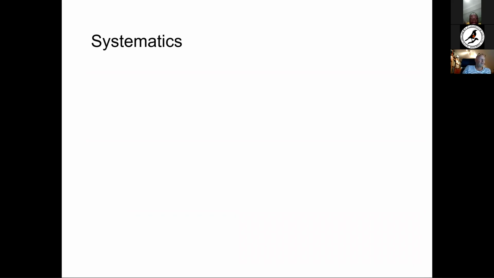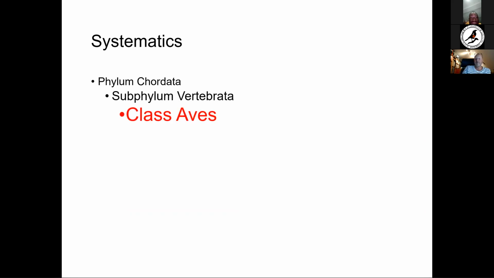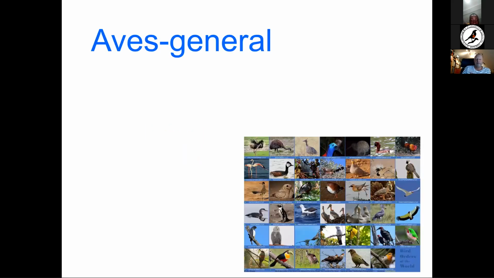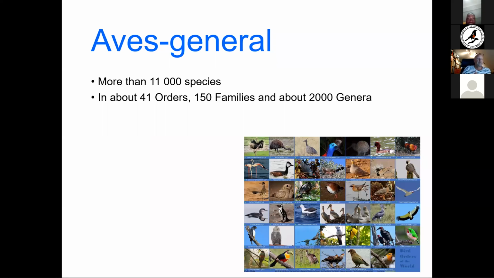So when it comes to systematics, birds belong to Chordata and subphylum Vertebrata. There we are together. Then they are their own class, and they have two legs and an amniote egg. In general, today we have more than 11,000 species of birds. When I started to watch birds some years ago, it was 8,600. Now these 11,000 species are divided up in 41 orders, 150 families, and about 2,000 genera.